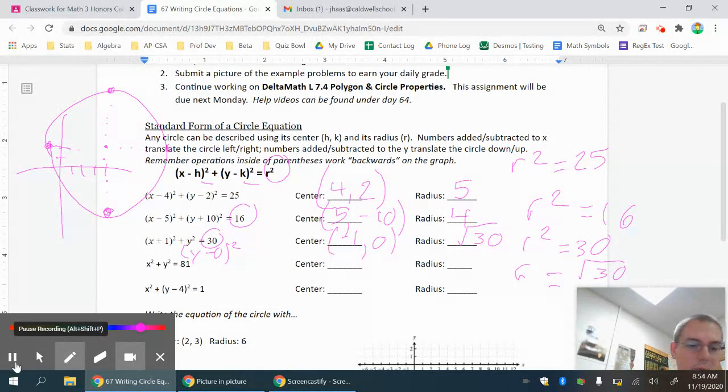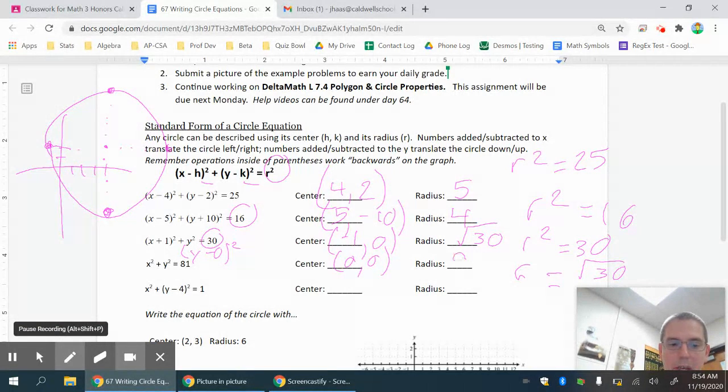Okay, on the next one, your center should be 0, 0, because there was nothing with the x or the y. The radius should be 9. On the last one, your center should have been 0, +4, because you switched the sign. Radius should be 1, because the square root of 1 is 1.